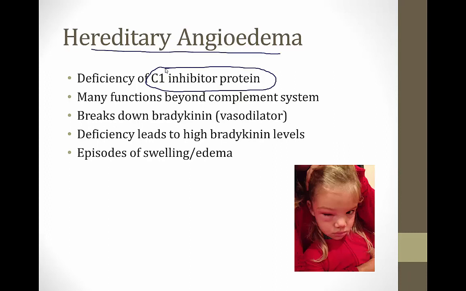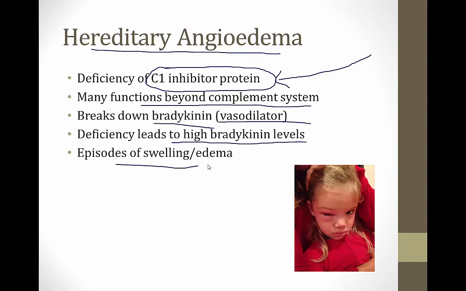The symptoms of this disorder have little to do with the complement system. The reason they occur is because this C1 inhibitor protein has many functions beyond the complement system. And one of those functions is to break down bradykinin, which is a vasodilator. So if you are deficient in this C1 inhibitor protein, the problem you have is high levels of bradykinin, and this leads to recurrent episodes of swelling and edema.